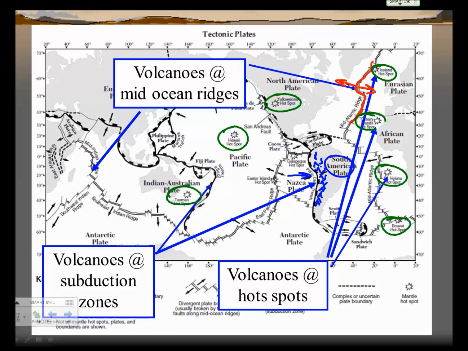So those are the three ways and places where volcanoes can form on the Earth. We have our subduction zones, our mid-ocean ridges, and our hotspots.